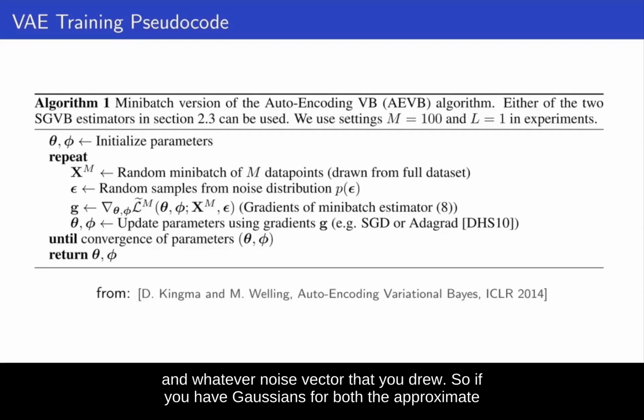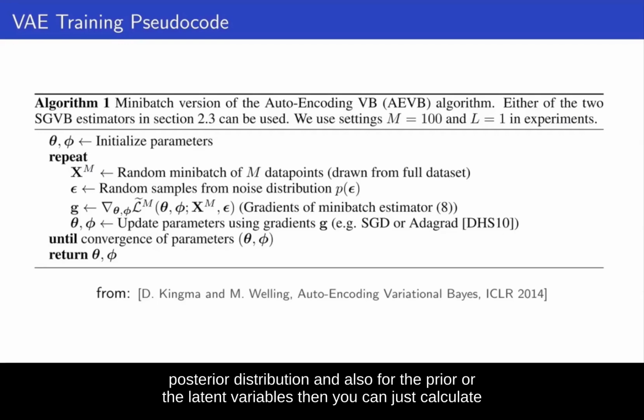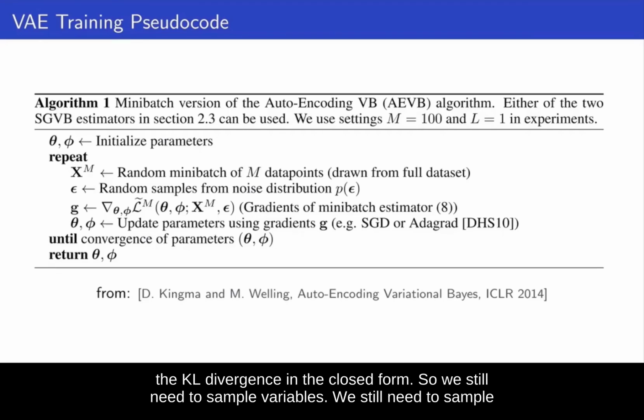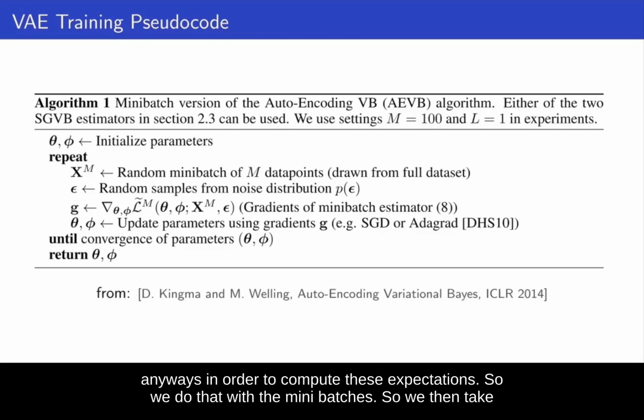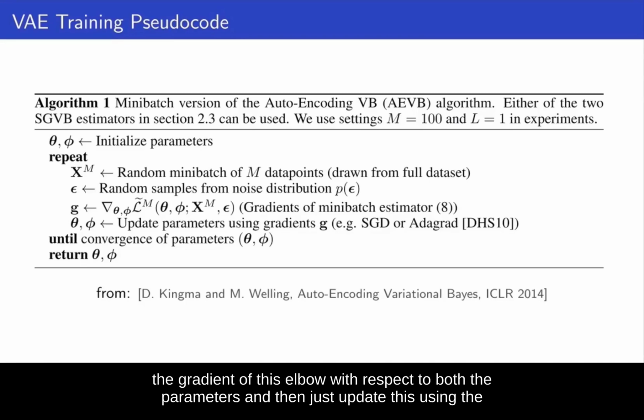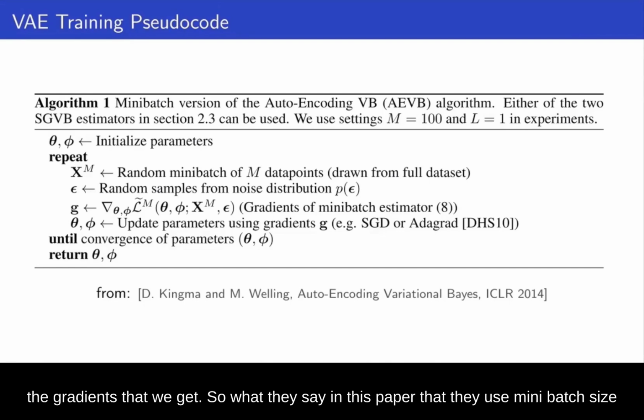If you have Gaussians for both the approximate posterior distribution and the prior over the latent variables, then you can just calculate the KL divergence in closed form. We still need to sample anyway in order to compute these expectations, so we do that with the mini batches. We then take the gradient of this ELBO with respect to both sets of parameters, and just update them using the gradients that we get.